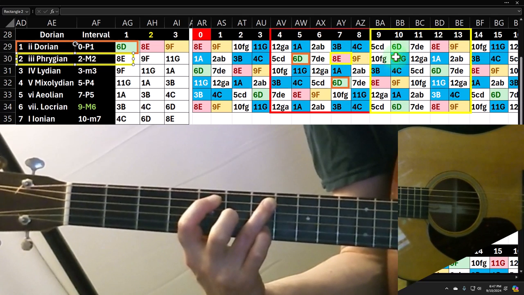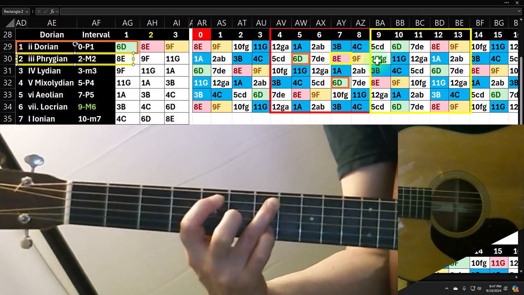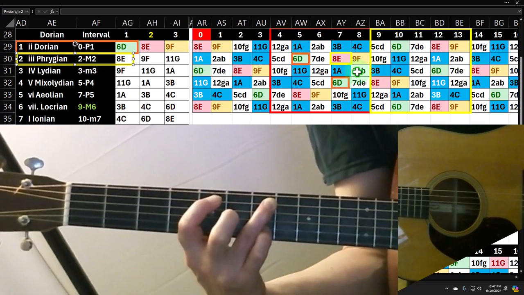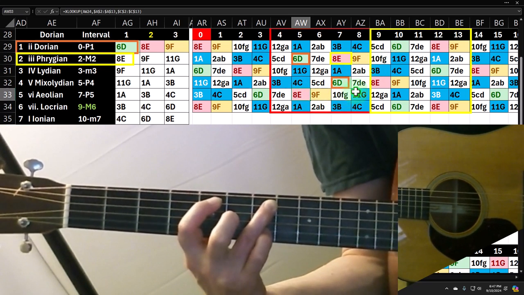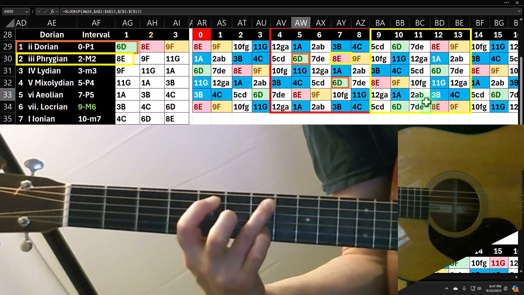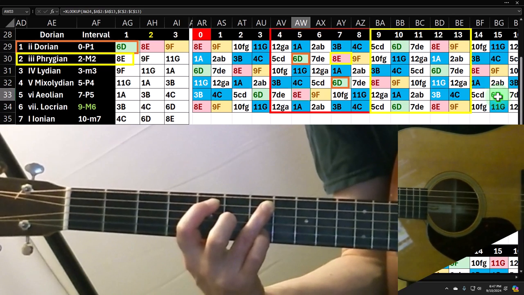It's because if I counted this way up, then it would be 10 notes away. So when I think of it as a circle, it's 10 notes away. In other words, if I started from here, 1, 2, 3, 4, 5, 6, 7, 8, 9, 10, we get back to the D here.